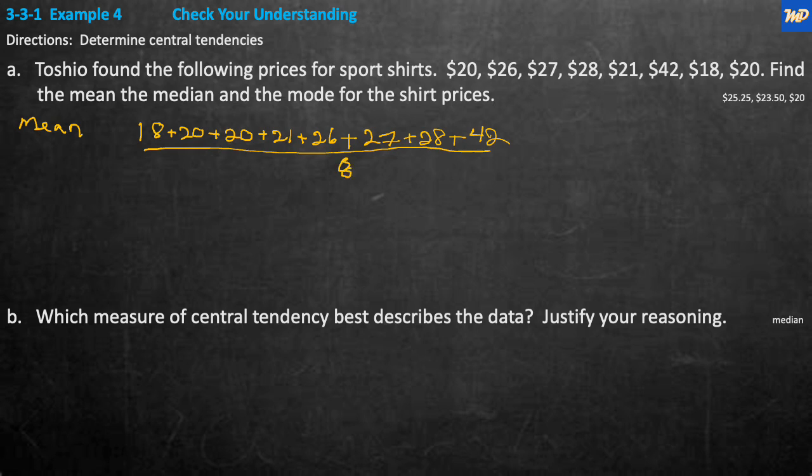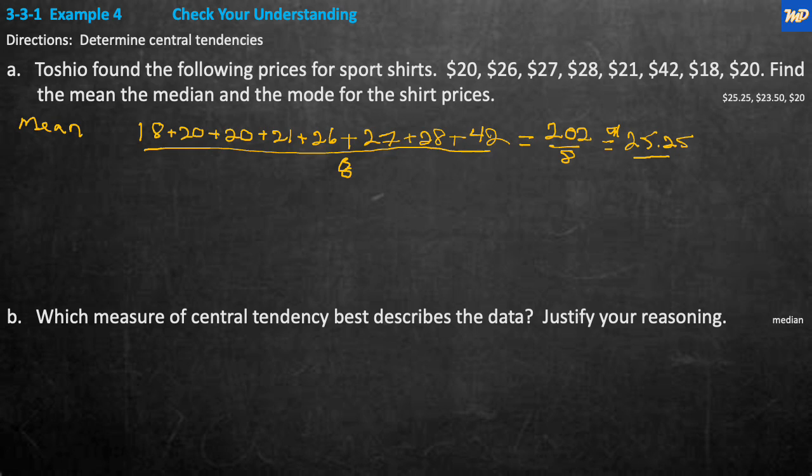Since I don't have a calculator I can pop up, I've done the math already. The sum ends up being 202, and we're going to write that over 8. When you do that division, you come up with $25.25 as the average price of those shirts, the mean price, $25.25.